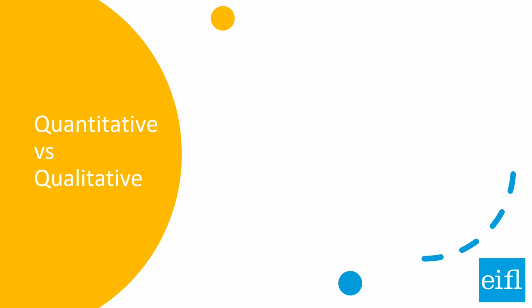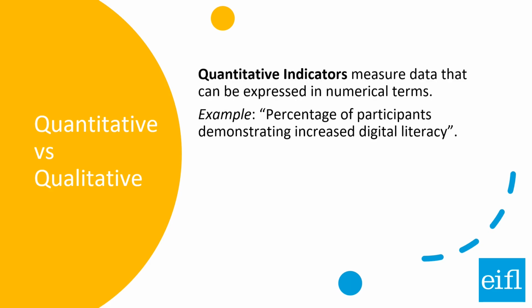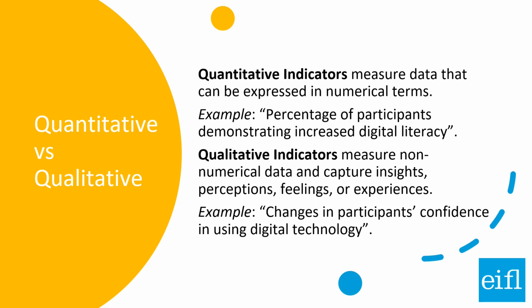Indicators can be quantitative and qualitative. Quantitative indicators measure data that can be expressed numerically. For example, for a digital skills project, you might use the percentage of participants demonstrating increased digital literacy. In contrast, qualitative indicators assess non-numerical data, capturing insights, perceptions, feelings, or experiences. An example would be changes in participants' confidence in using digital technology. It is important to remember that output indicators are always quantitative, whereas outcome indicators can be both qualitative and quantitative.